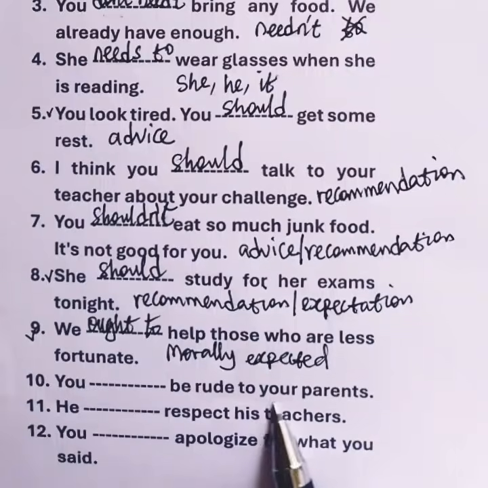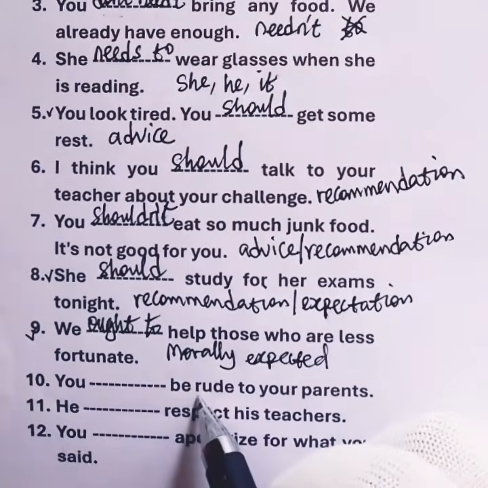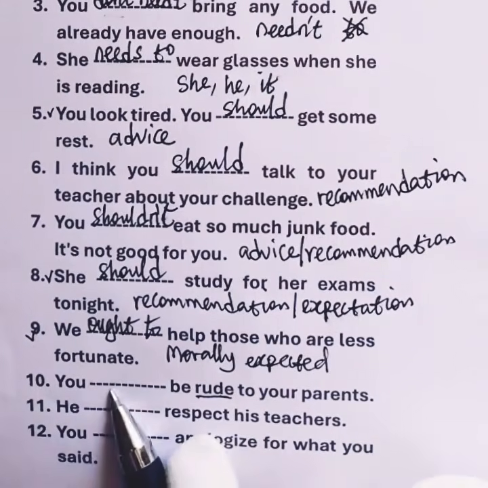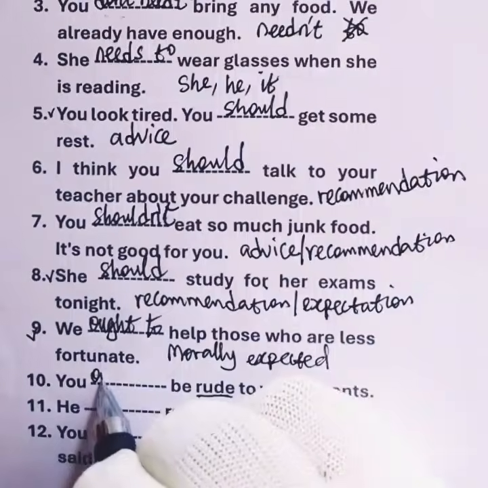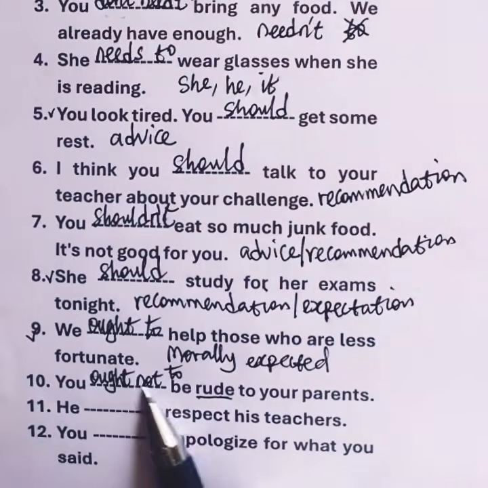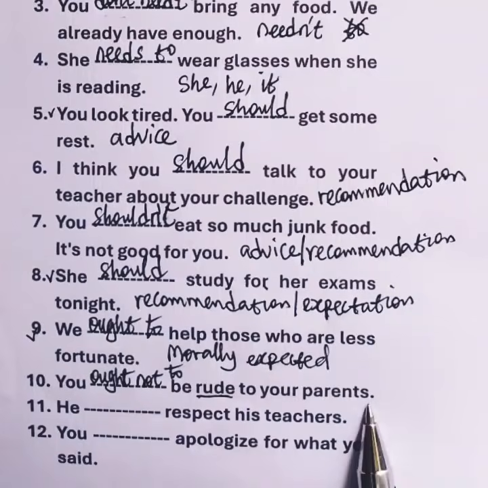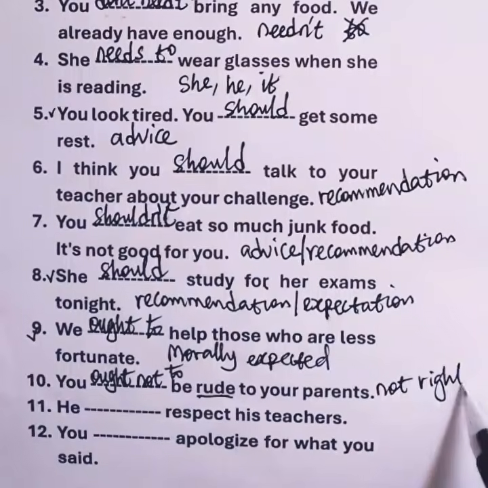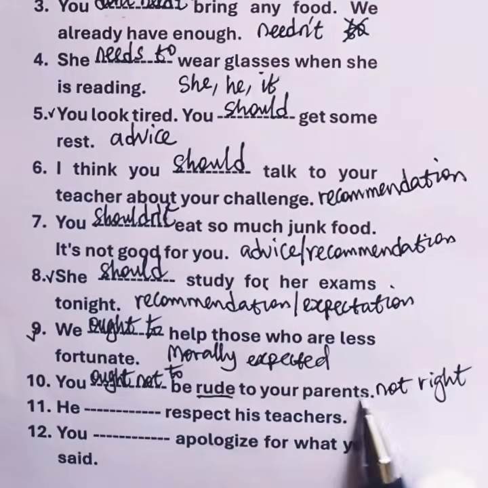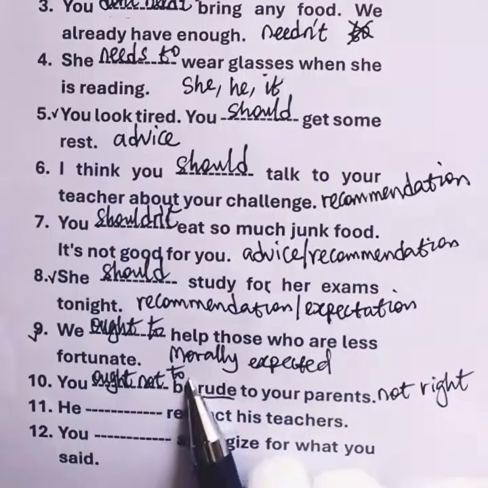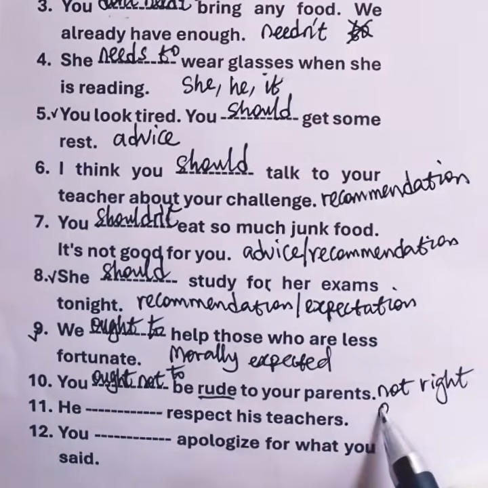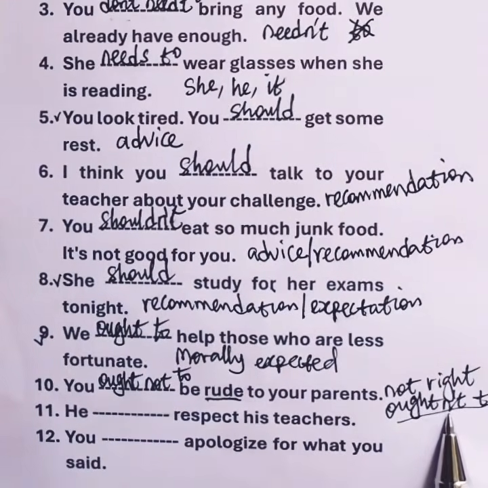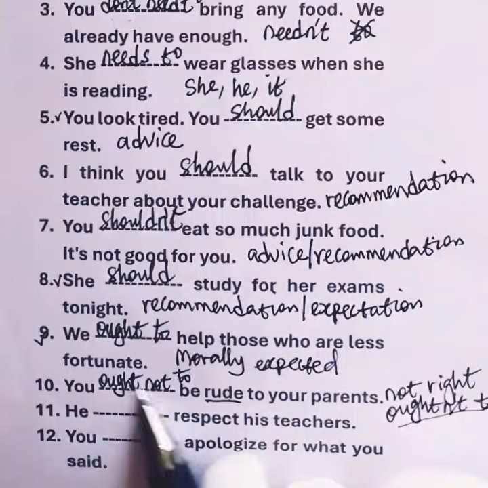Next, you blank be rude to your parents. Having rude here suggests that we must use ought to in the negative form. So we say, ought not to. You ought not to be rude to your parents. This means that it is not right. It is not right to be rude to your parents. Note that ought not to can be shortened to oughtn't to. But this is not common in everyday English, so I recommend you use the full form, ought not to.